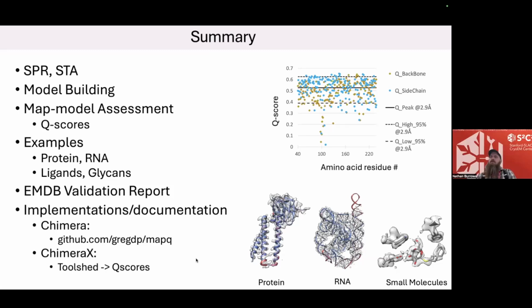Related to deposition, is there a recommended method to identify an appropriate map contour level for atom inclusion calculations? That's an interesting question. I think it's done mostly visually at this point. I don't know of any method that you would run and it would tell you, here's the perfect contour level. It's an interesting question to think about, but to my knowledge, there is no tool like that out there.